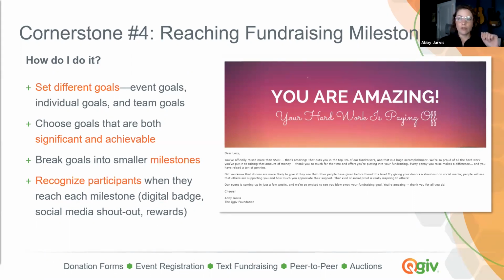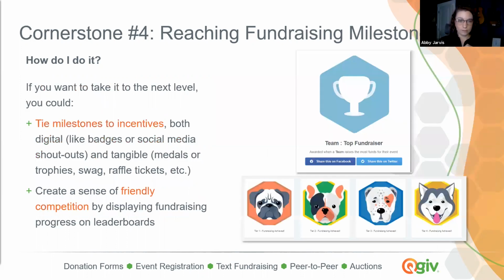You can do all kinds of different rewards. You can do digital rewards, shout outs, raffle tickets, swag. There's all kinds of ways to reward people for meeting fundraising goals. So here's how to do it. If you want to take your fundraising to the next level, you set those milestones and then you decide what the incentives are going to be.